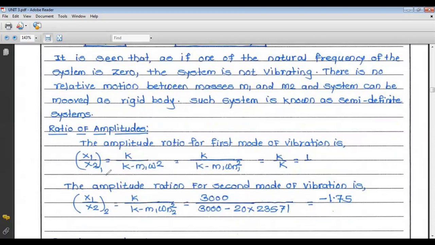Now we have to find out the first amplitude ratio. For the first amplitude ratio, we put the value of omega square as omega n1 square. Now the value of omega n1 square is 0, so 0 into m1 becomes 0. So k upon k is 1. So the first mode shape is 1.